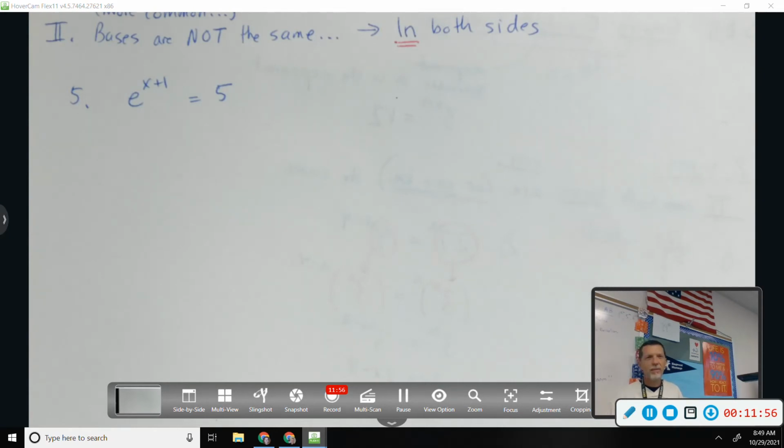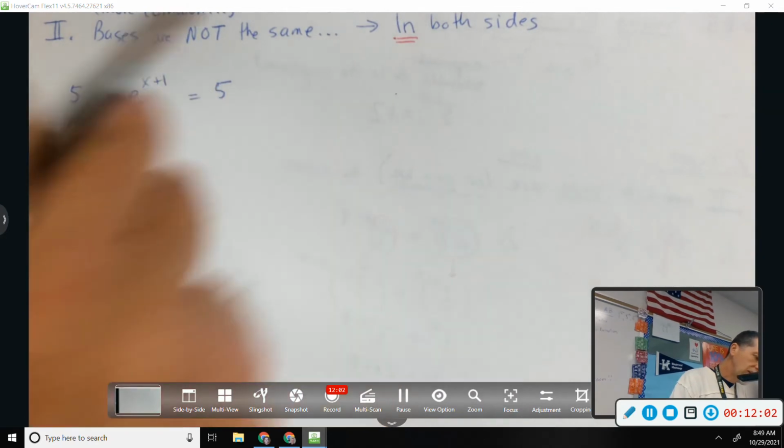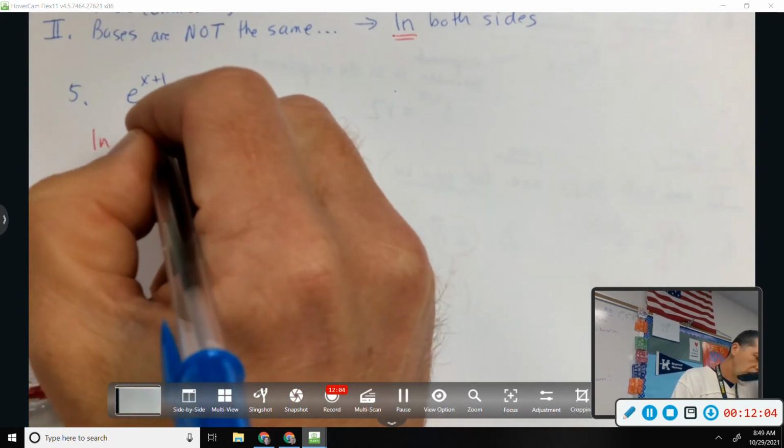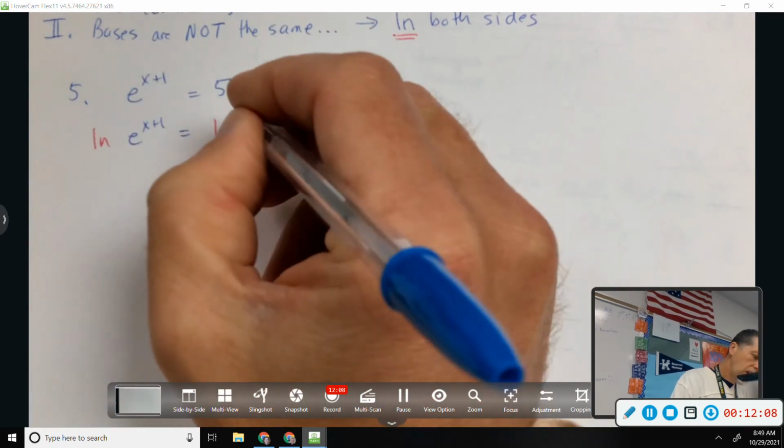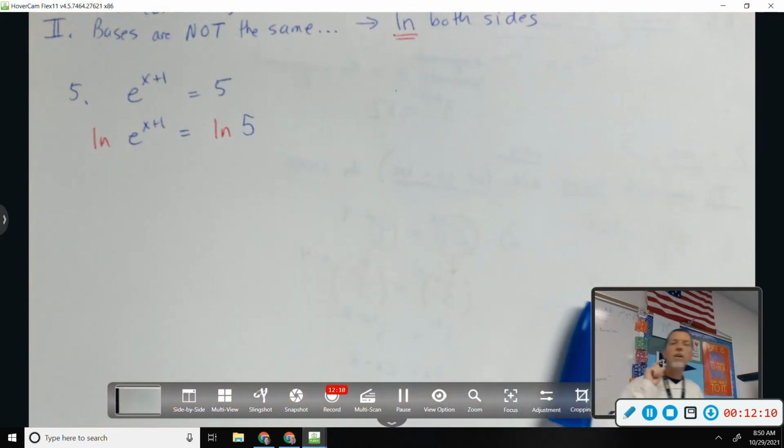Can you make it a power? It is, but it'd be a really weird power. Natural log to both sides. So I'm going to natural log both sides. So you make ln e^(x+1) equals ln 5. But then you can cancel ln e, since ln e is 1. You're right, but I don't have ln e yet. What property could I use to get to ln e?